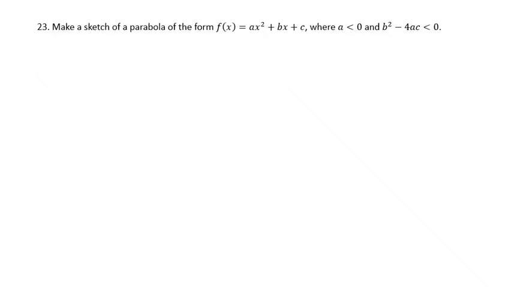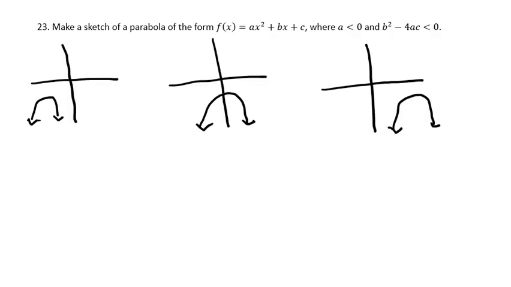This is a similar problem where I'm asked to make a sketch. This time my leading coefficient A is less than 0 and my discriminant's less than 0. So my graph is going to open down because my leading coefficient is negative, and I'm not going to have any x-intercepts. So here's three different options for what your graph could look like.